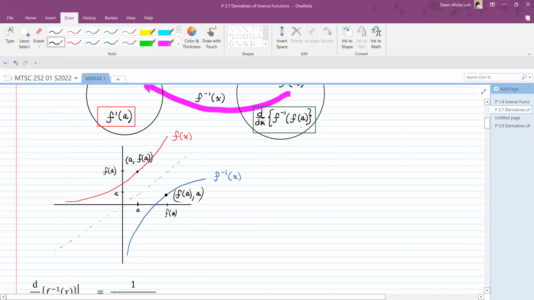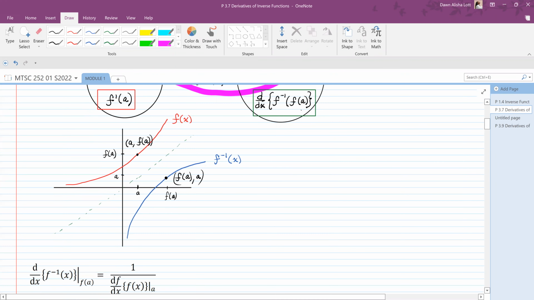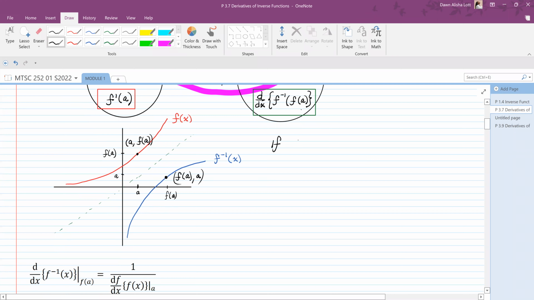Okay, so what is true is that if I know that the slope of f of x at x equal to A is a value, I'm going to call it m, then the slope of f inverse of x at f of A is 1 over m. Okay, so that's cool. That's how we find it.